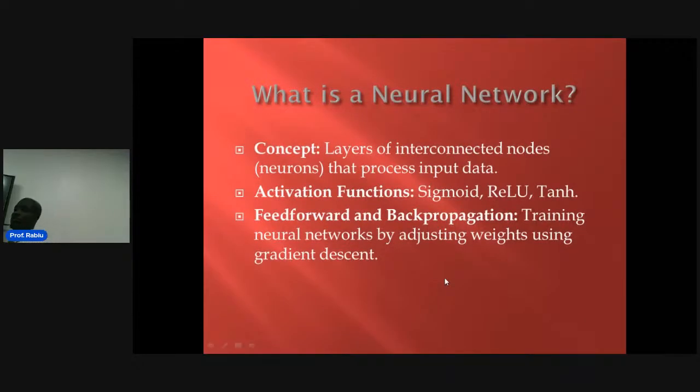So what is neural networks? What is a neural network? Can you? Is there written? I don't mind if you, can I say cheat?